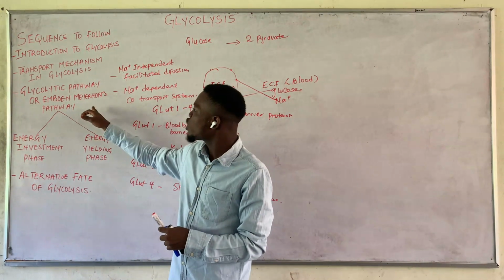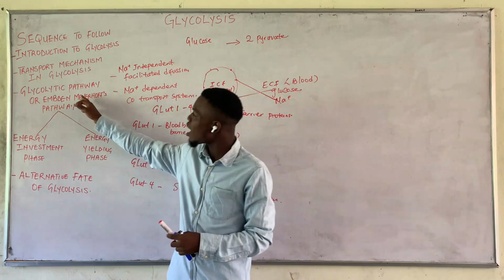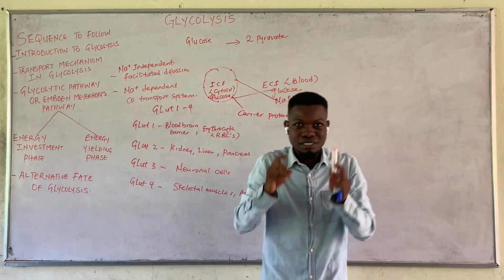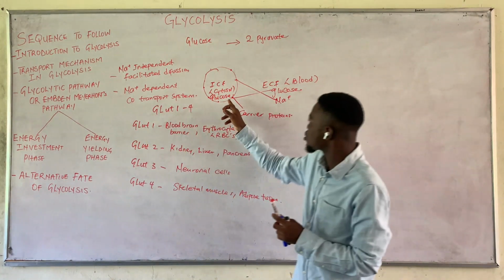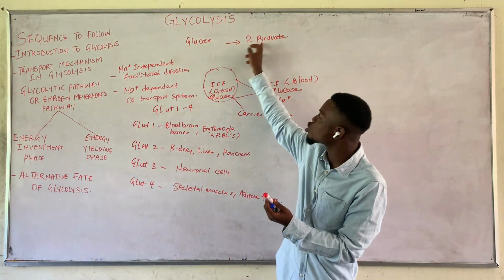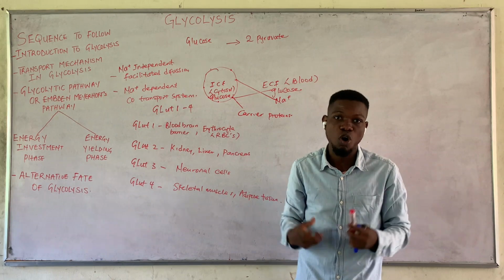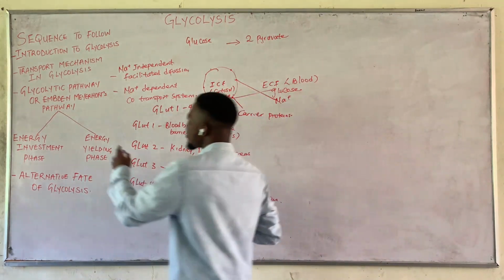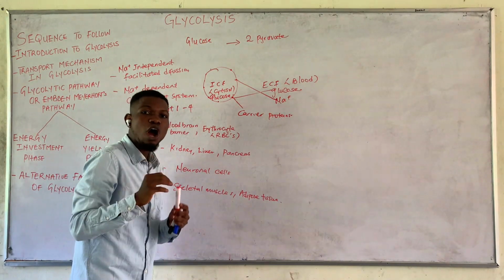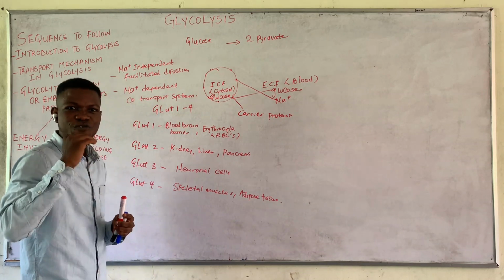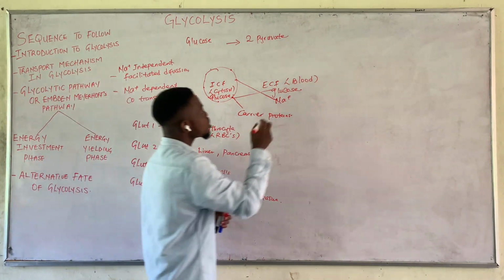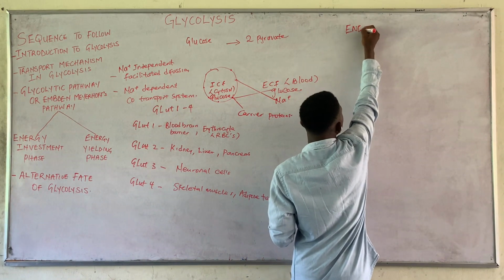Let's continue. It leads me to my next sequence, which is the glycolytic pathway or Embden-Meyerhof pathway. We want to look at how enzymes act on the glucose that has diffused into the cell, how they break down the glucose and generate what? 2 pyruvate. That is the end product of glycolysis. In this glycolytic pathway, like I said, there are enzymes involved. In this video, I'll be talking about the first phase of the glycolytic pathway, which is the energy investment phase. Do you get now? So the first one is what? The energy.